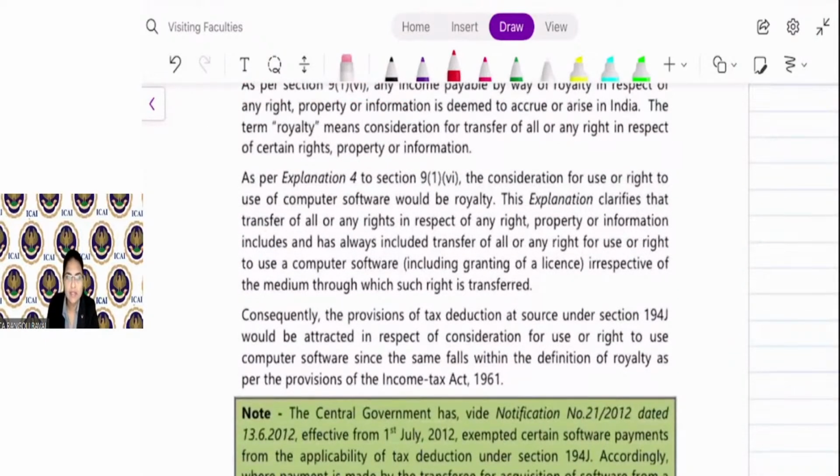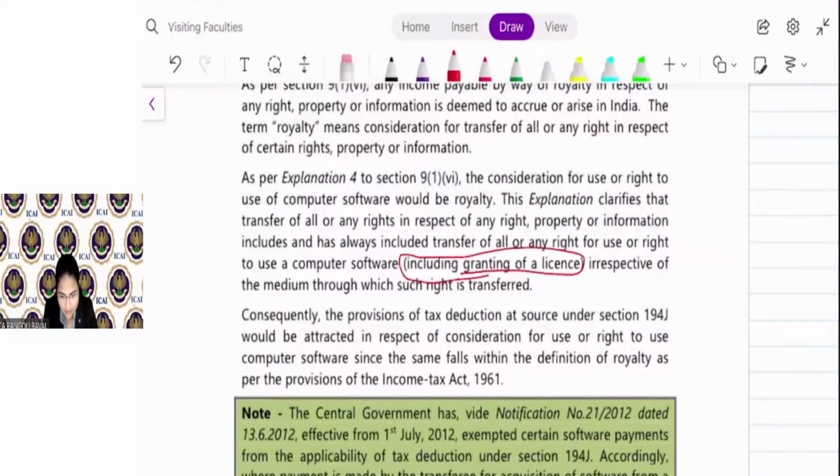This explanation clarifies that transfer of all or any right in respect of any right, property, or information includes and has always included transfer of all or any right for use or right to use computer software, including granting of license. Certain software you are required to purchase, and for certain software you obtain a license. Consequently, the provision of tax deduction at source under 194J would be attracted on consideration for use or right to use computer software, since the same is covered under the definition of royalty.